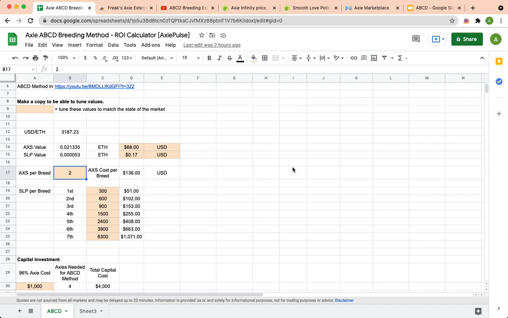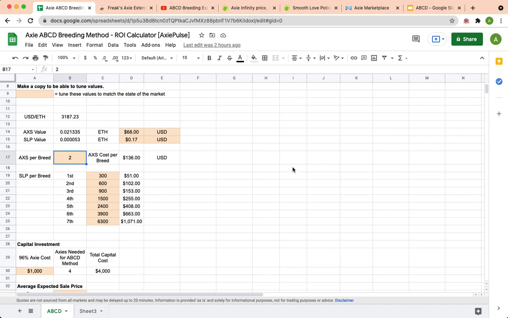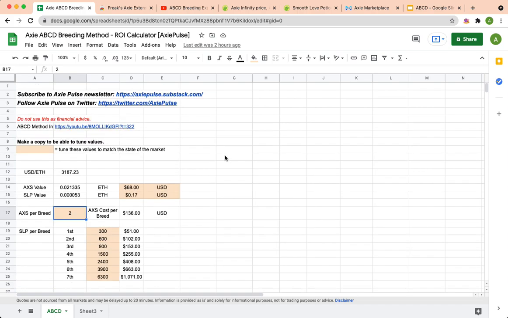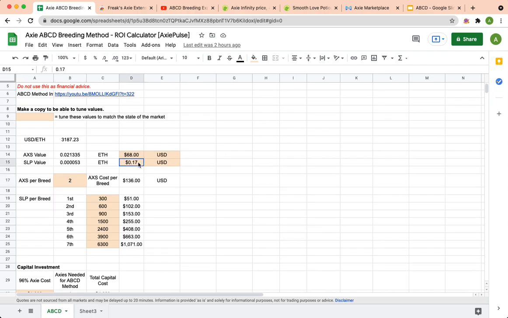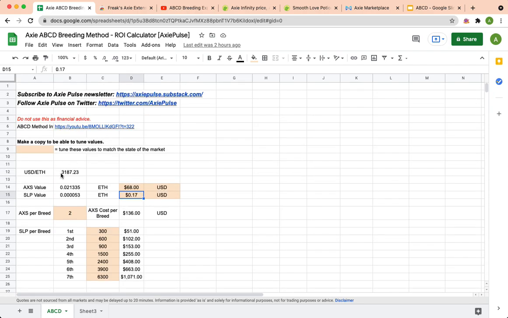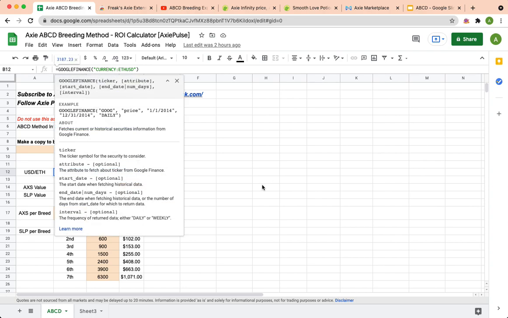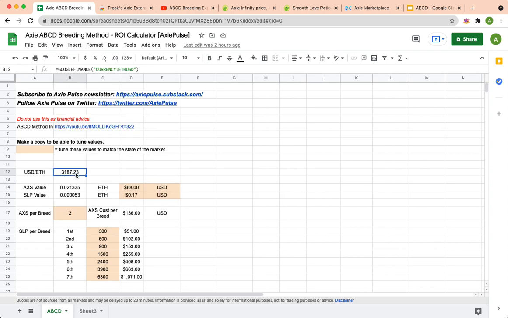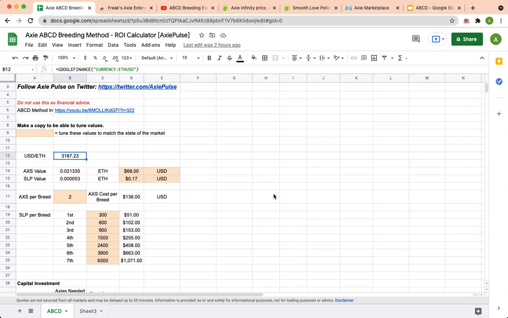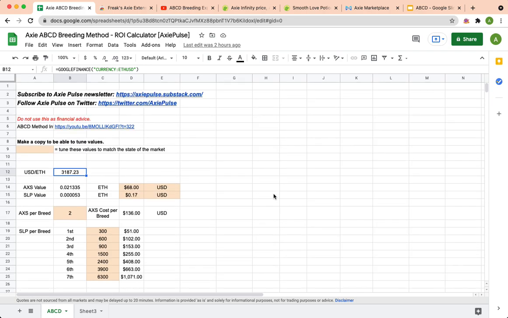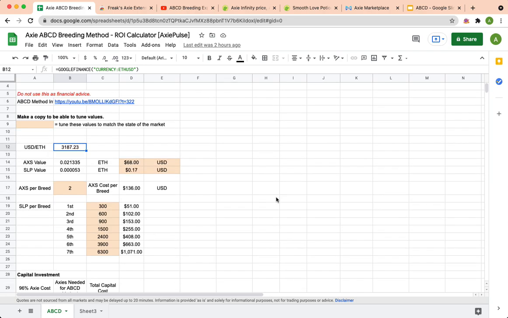AXS is 2 now, which changed recently from 4 to breed a single Axie, and so this is all tunable in terms of the yellow cells. The USD to Ethereum conversion is actually pulled from a nice Google plugin with Google Finance. And yeah, so the way you want to use this is just duplicate the sheet, and then basically punch in your own numbers that are relevant.